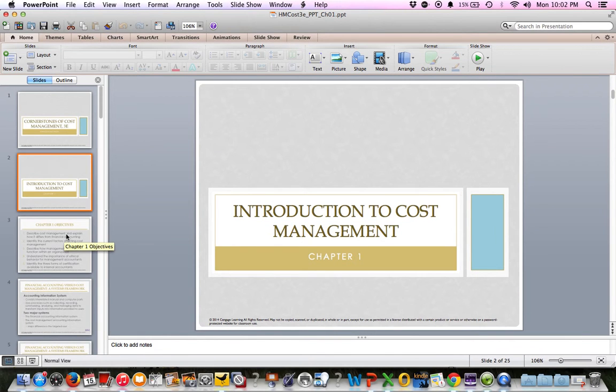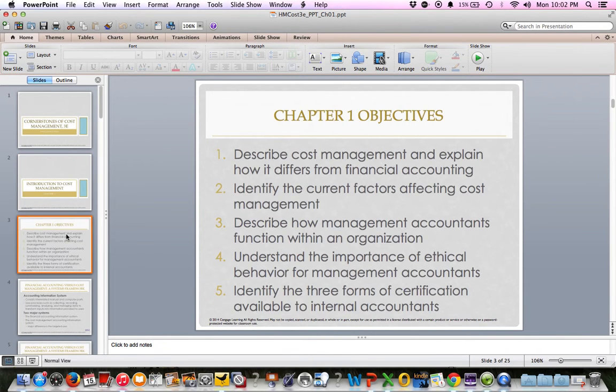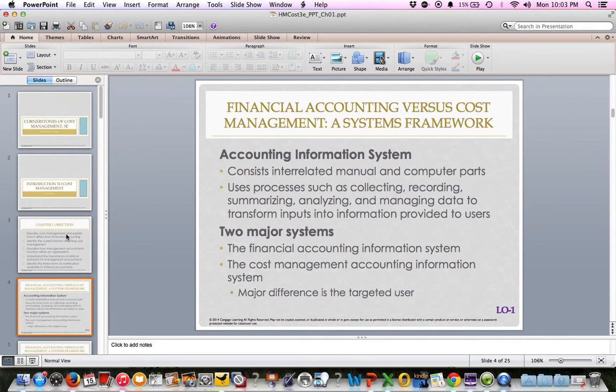Chapter 1 is kind of just an introduction to management accounting and what it means. You can see there's several objectives for the chapter, very basic information about what management accounting is, and for those of you who've taken undergraduate accounting, how this is different than financial accounting. So you can see what the objectives are right there.